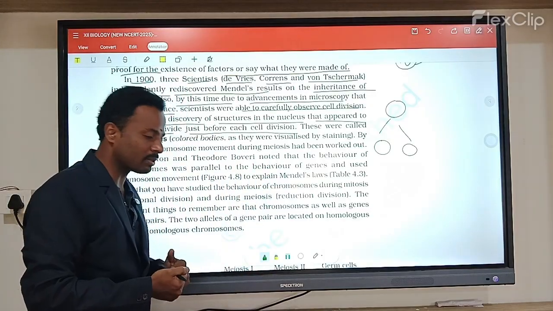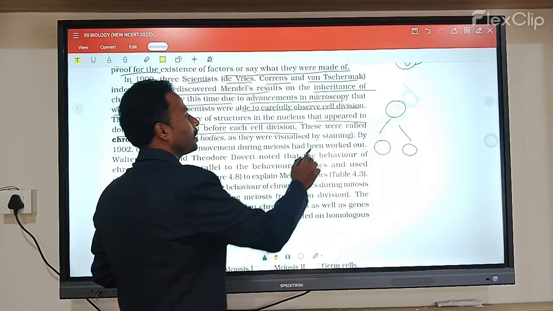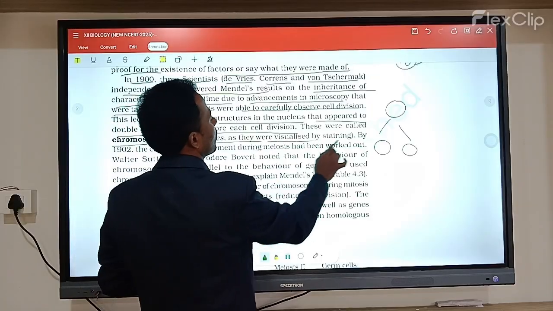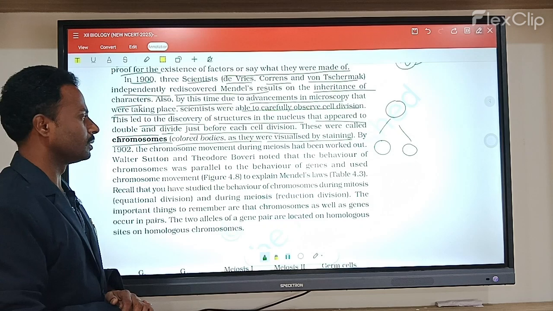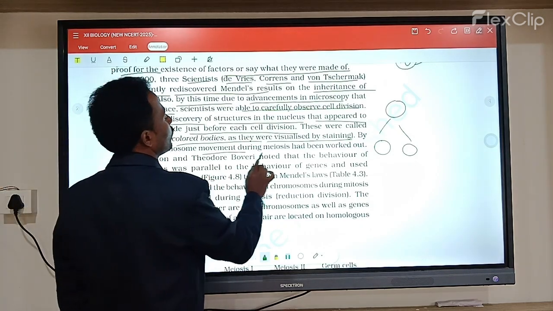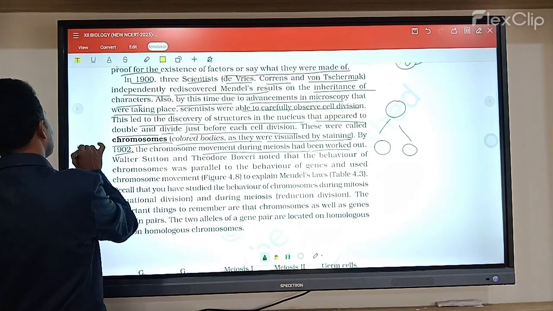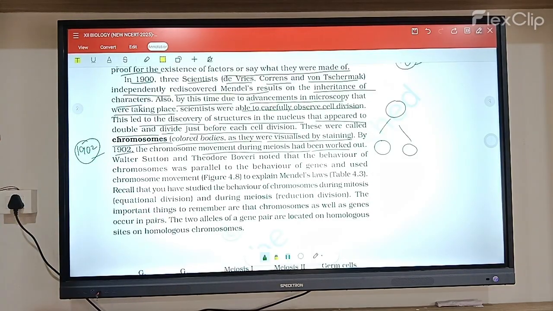So what happens before cell division and after cell division, they clearly noticed. These are called chromosomes, the colored bodies. We visualize them by staining, and when stained they are clearly visible. By 1902, the movement of chromosomes during meiosis was worked out. So 1902 is very important, remember this year.